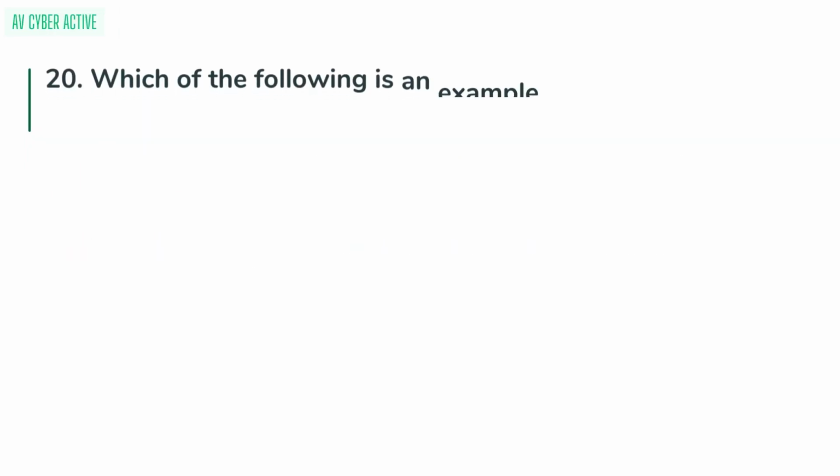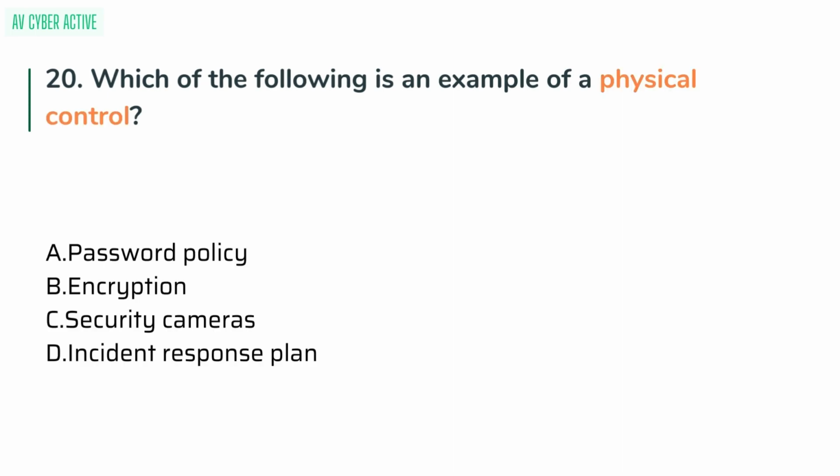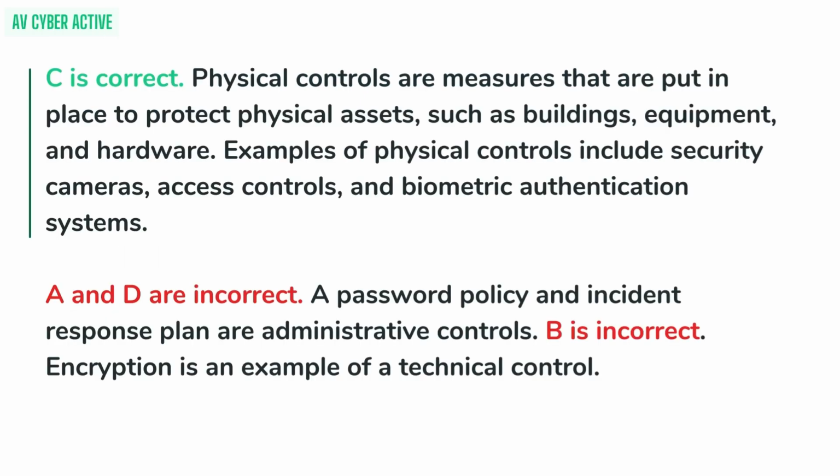20. Which of the following is an example of a physical control? A. Password policy. B. Encryption. C. Security cameras. D. Incident response plan. C is correct. Physical controls are measures that are put in place to protect physical assets, such as buildings, equipment, and hardware. Examples of physical controls include security cameras, access controls, and biometric authentication systems.